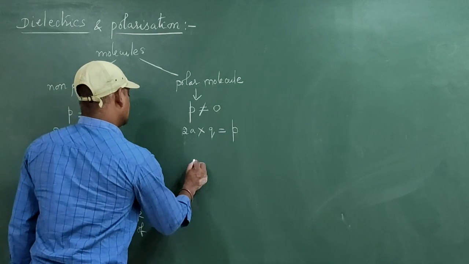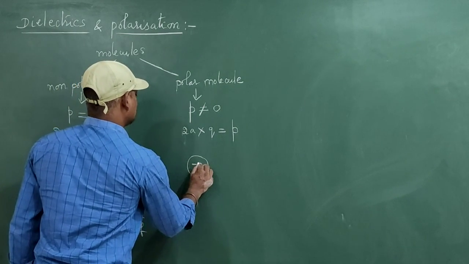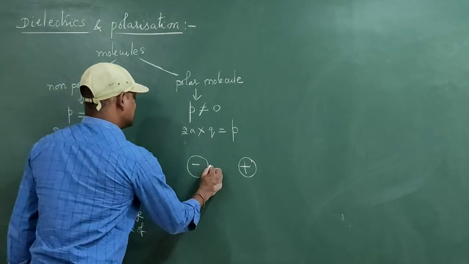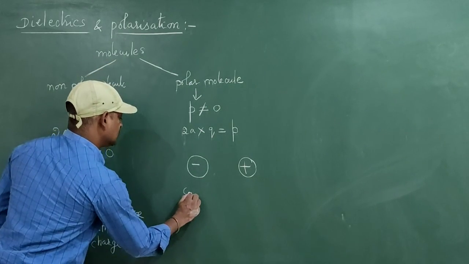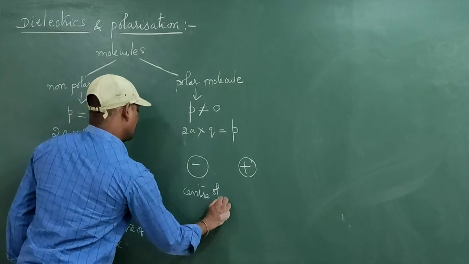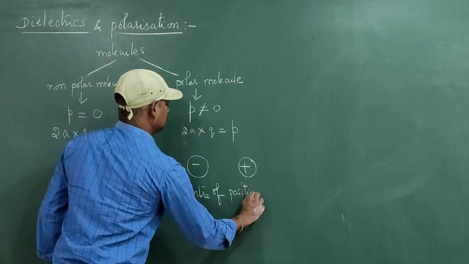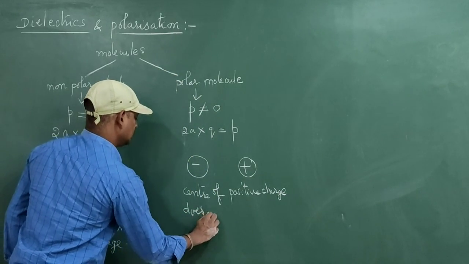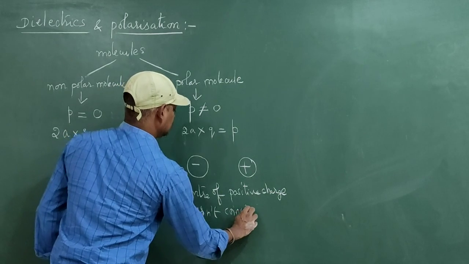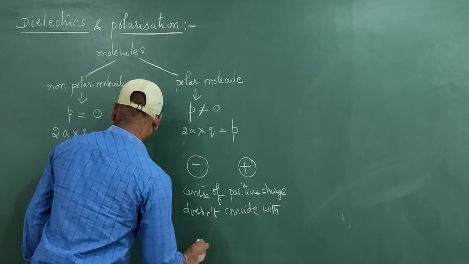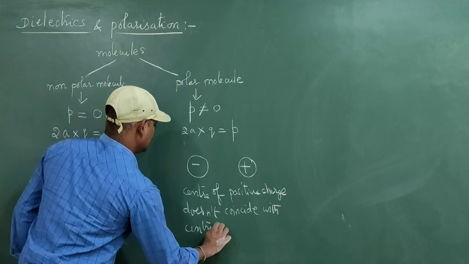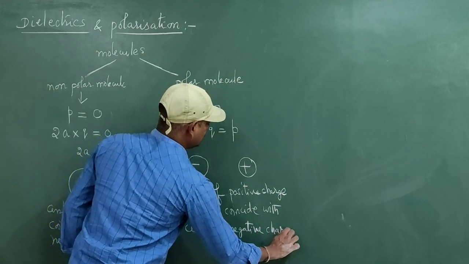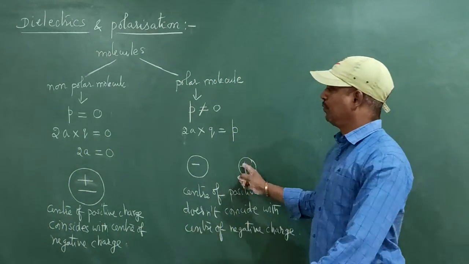Whereas here, the center of negative charge and the center of positive charge will not coincide. They are separated by a certain distance. That means the center of positive charge does not coincide with the center of negative charge, and that type of molecule is said to be a polar molecule.